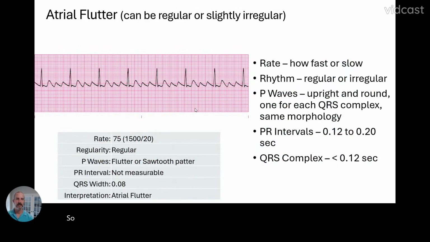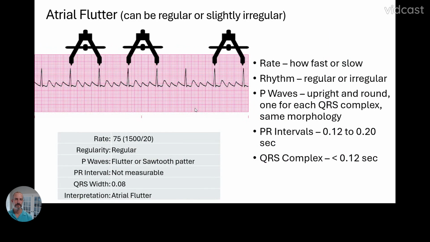Remember, these rhythms can be regular or slightly irregular. And so let's look at our regularity here going across. These are all the same distance apart, about 20 boxes apart, giving us a rate of 75. So it is regular. Our P waves are a flutter or sawtooth pattern, so they're not measurable PR intervals. So again, we just put an X over that. Our QRS width is 0.08, so we interpret this as atrial flutter.